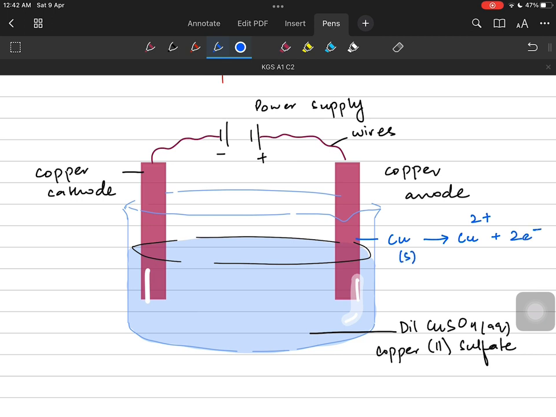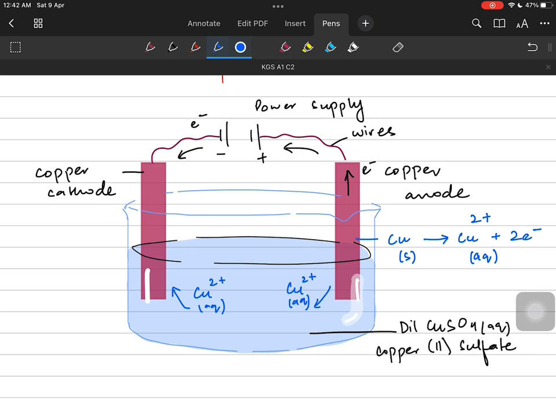So let me write, copper will oxidize itself, losing 2 electrons and become copper ions. And you will see the electrons will move to the wire because after the oxidation, the electrons are released. They're going to go through the wire towards the cathode. Whereas the copper ions, after the oxidation of the anode, will be released in the solution. So the copper anode will oxidize itself and release copper ions in the solution.